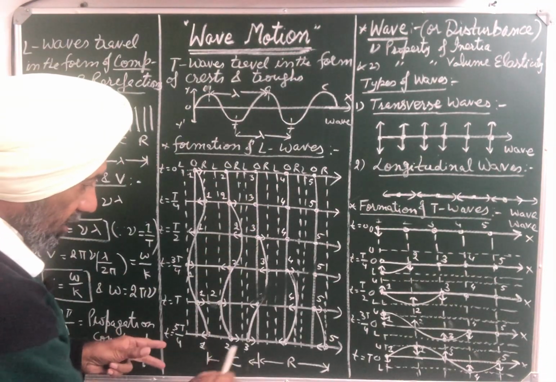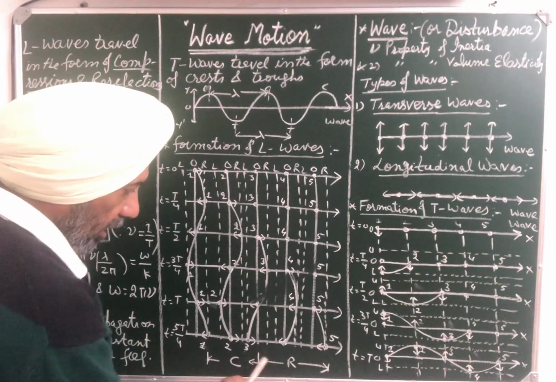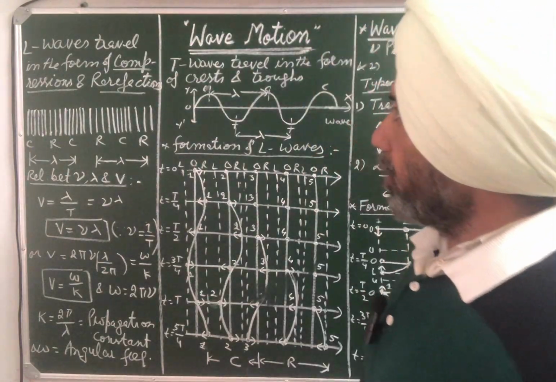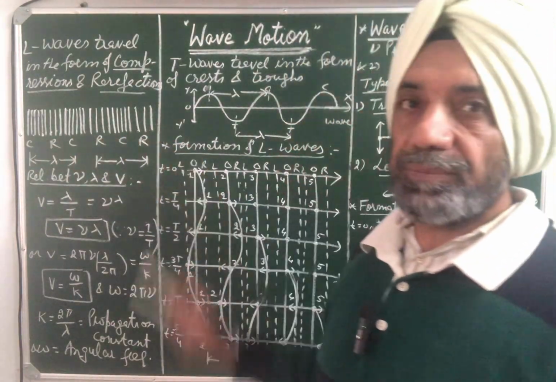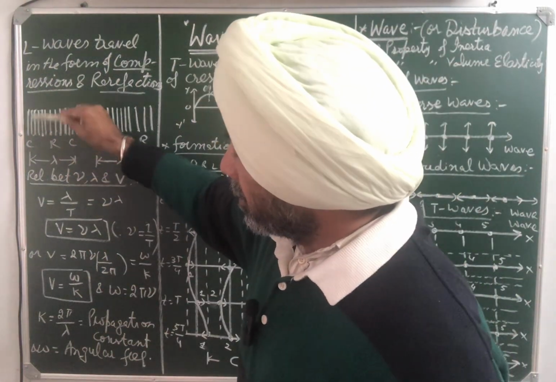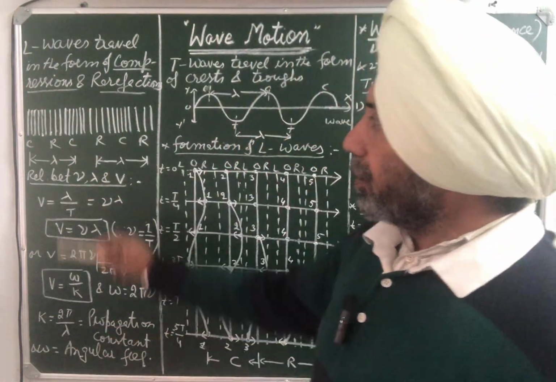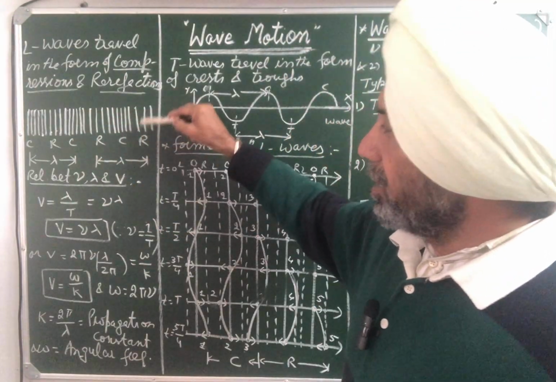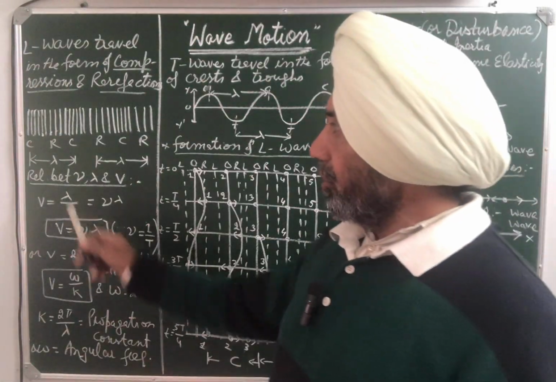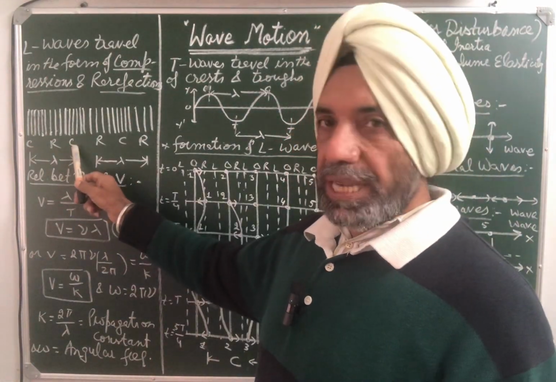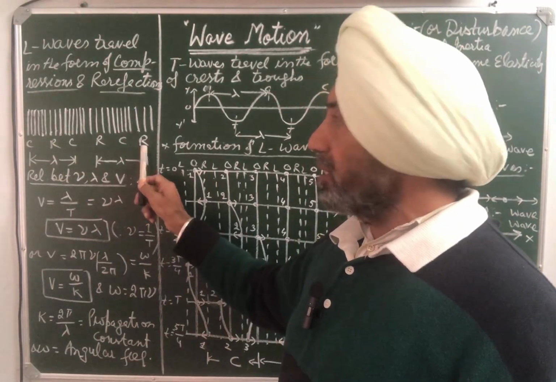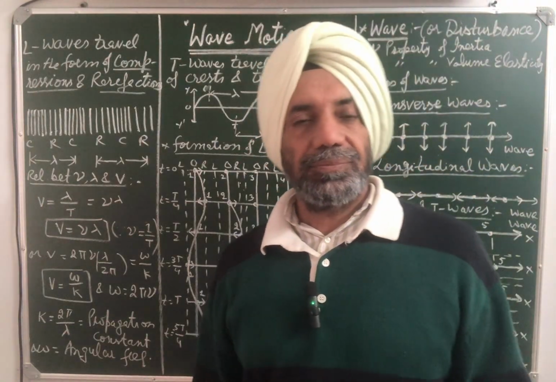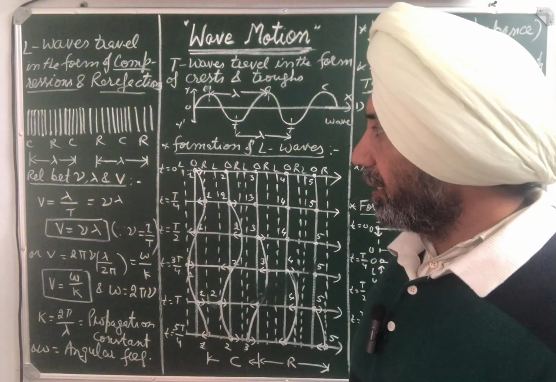So this region is known as a region of compression and this is known as a region of rarefaction. It means longitudinal waves travel in the form of compressions and rarefactions. So compression, rarefaction, compression, rarefaction. Again, the distance between two consecutive compressions or two consecutive rarefactions, or between a rarefaction and a compression, is known as one wavelength.